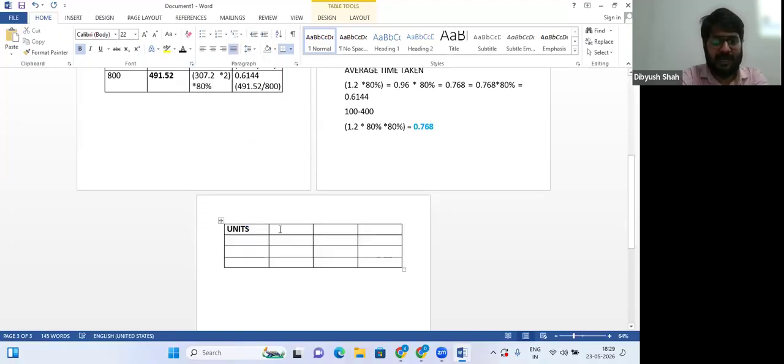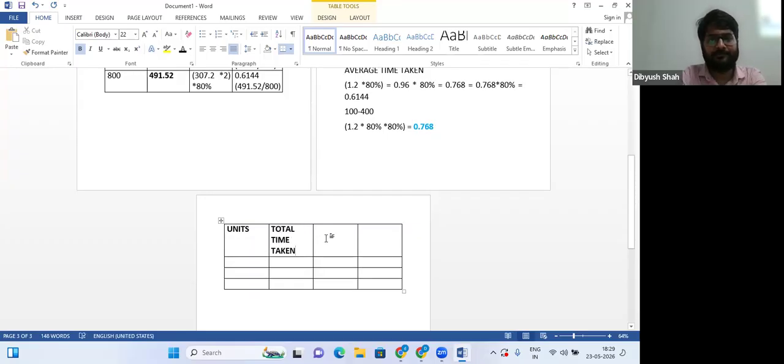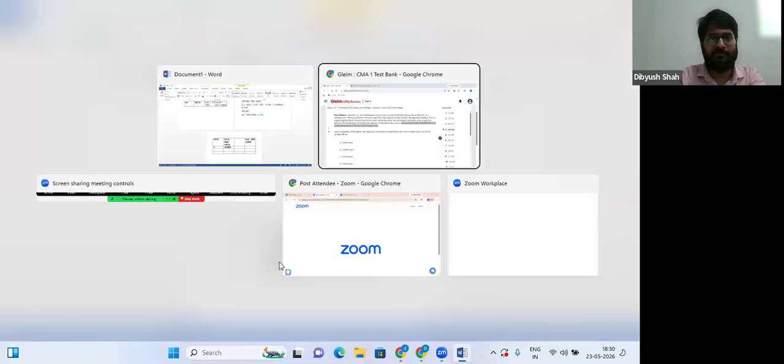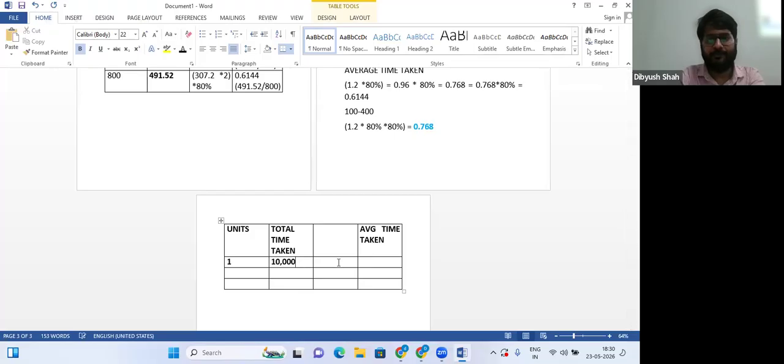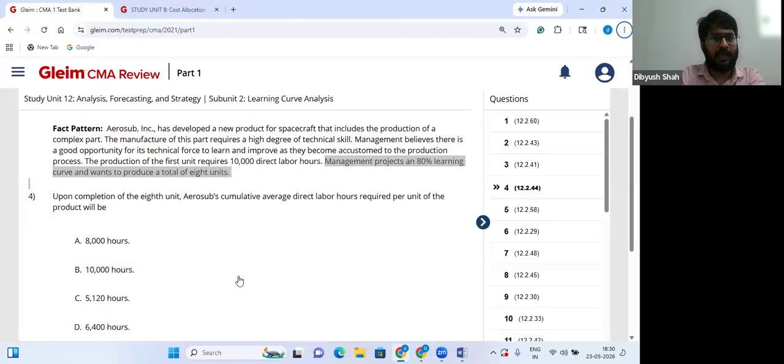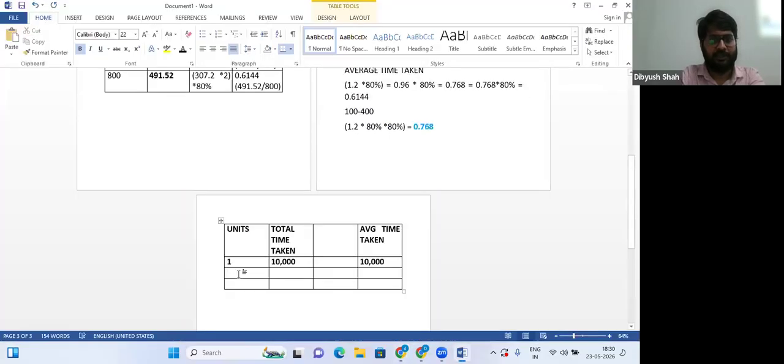So I have units. I have total time taken. I have this and I have average time taken. So first unit, they are telling me 10,000 direct labor hours. Please solve by yourself. First unit, and they are telling 80% learning curve. So average unit hours will also be 10,000 upon completion of the first unit. So in 2, ideally, it should double.